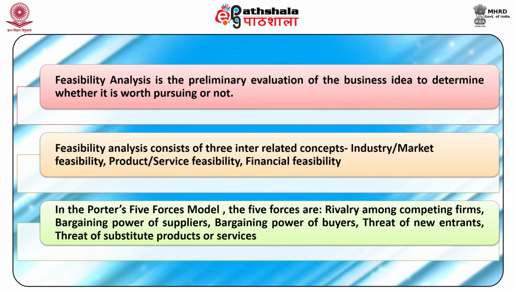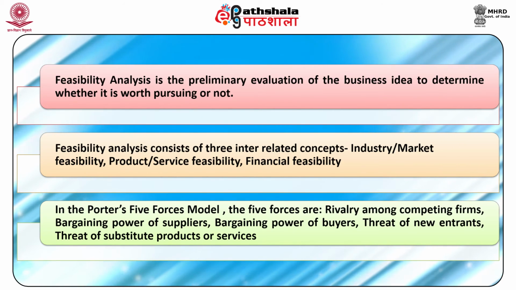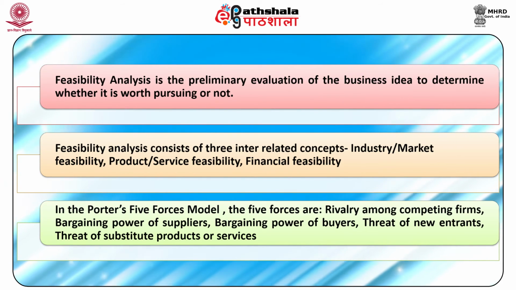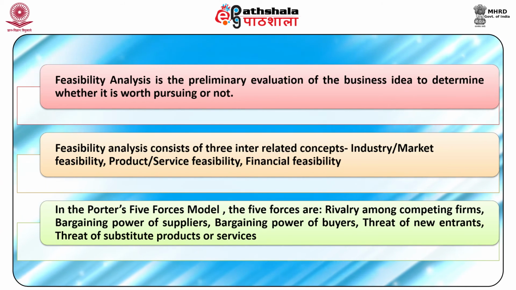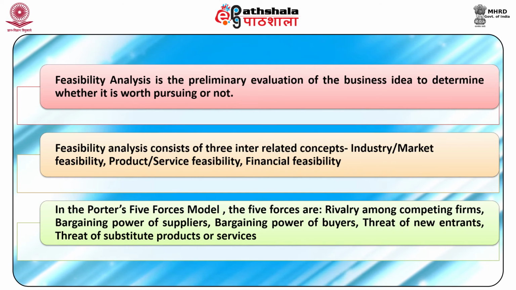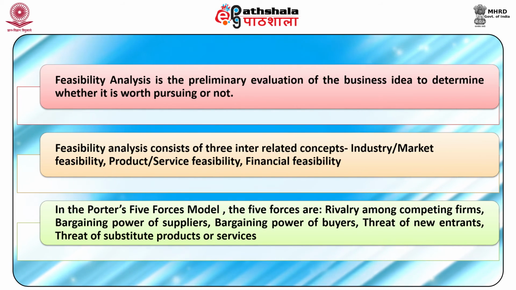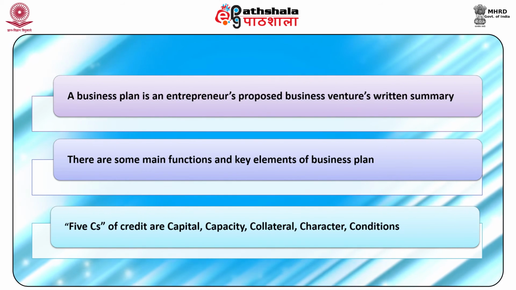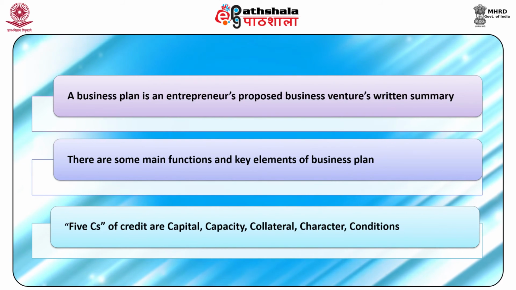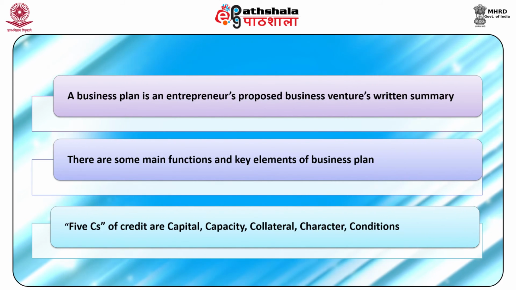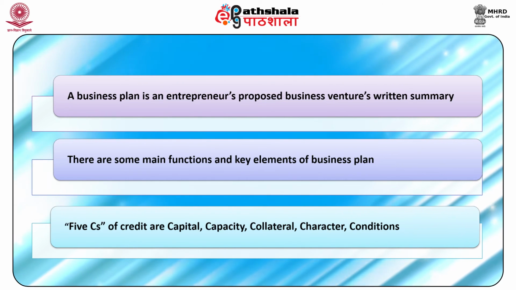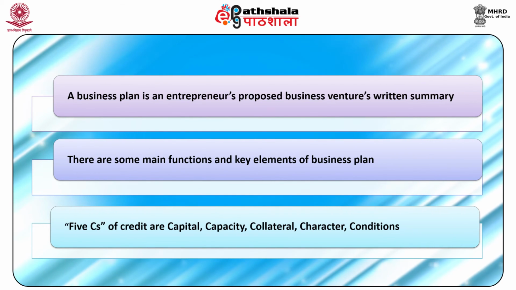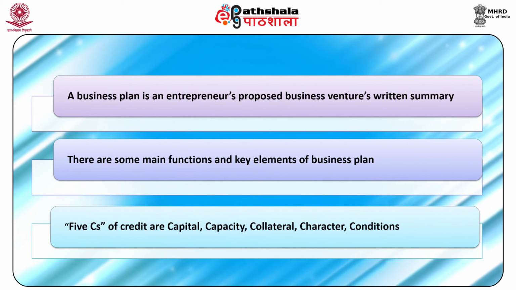Next is the Porter's 5 forces model. In his model, the 5 forces are: first, rivalry among the competing firms; second, bargaining power of suppliers; third, bargaining power of buyers; fourth, threat of new entrants; and fifth, threat of substitute products or services. Now let's talk about the business plan. A business plan is an entrepreneur's proposed business venture's written summary. It provides a more comprehensive analysis than a feasibility study, but might be built on the foundation of the feasibility study conducted by the entrepreneur.